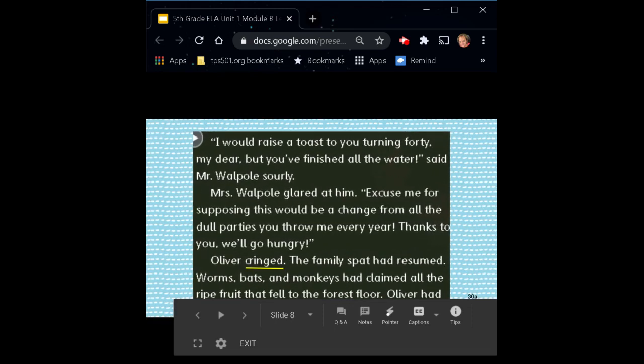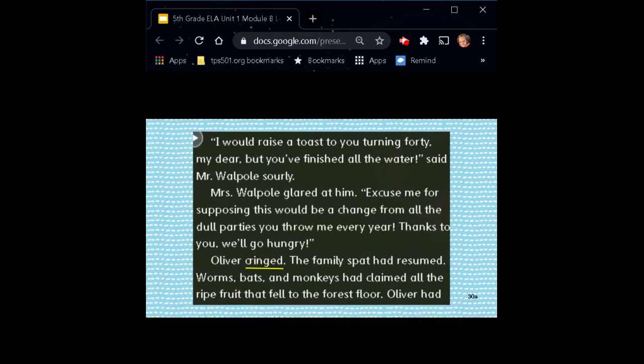I would raise a toast to you turning 40, my dear, but you finished all the water, said Mr. Walpole sourly. Mrs. Walpole glared at him. Excuse me for supposing this would be a change from all the dull parties you throw me every year. Thanks to you, we'll go hungry. Oliver cringed. The family spat had resumed.